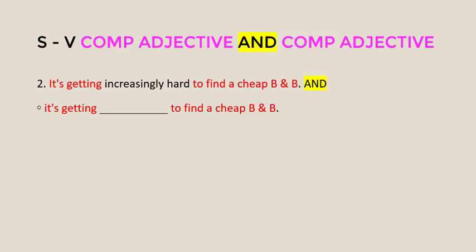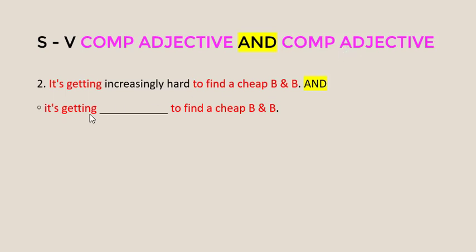Okay, this is number 2. Take a look at the question. It's getting increasingly hard to find a cheap B&B. B&B stands for bed and breakfast. Okay, for number 2, you have to create a new sentence using and. Based on this clue, we know that we have to use this pattern. Subject, verb, comparative adjective, and comparative adjective.